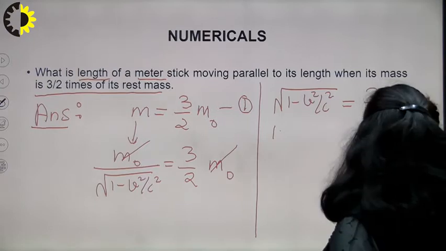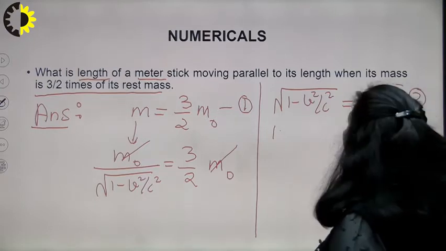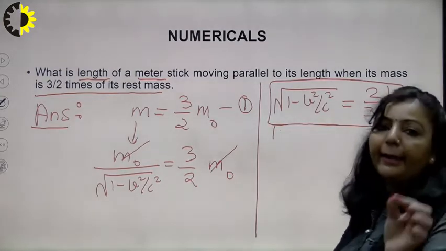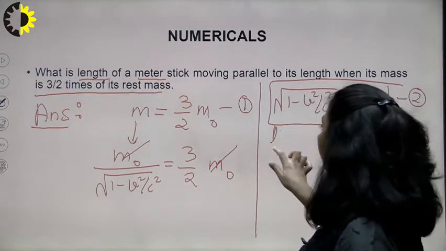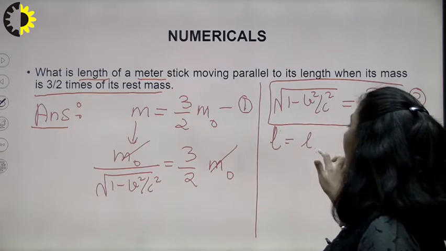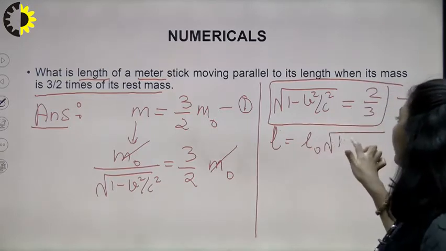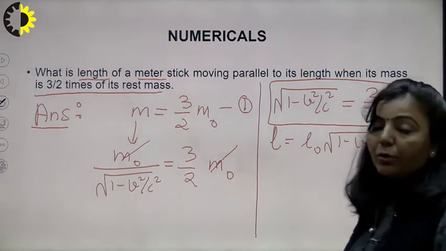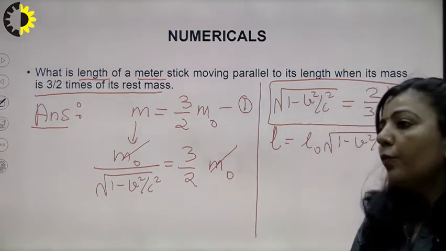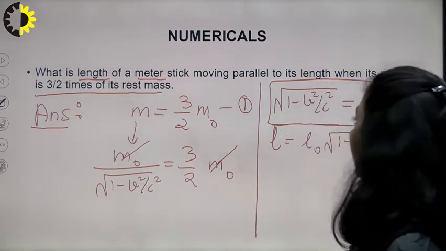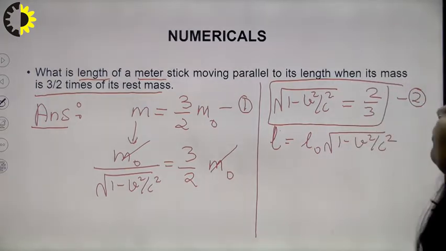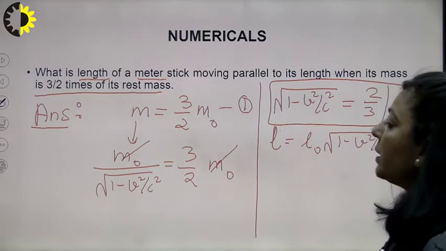No need to simplify it, because what is required in the question? You have to find the length. According to the concept of length contraction, L is L naught into root 1 minus v square upon c square. Whenever an object is moving with the velocity v, then for a stationary observer the length will be L naught into root 1 minus v square upon c square.